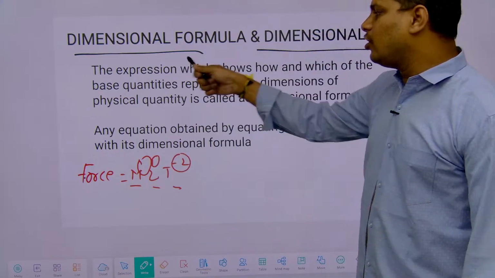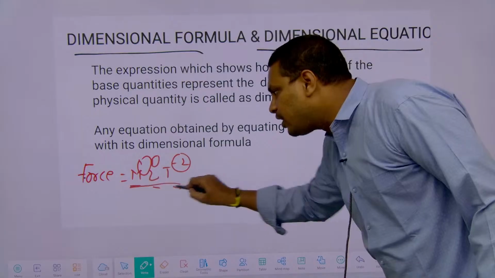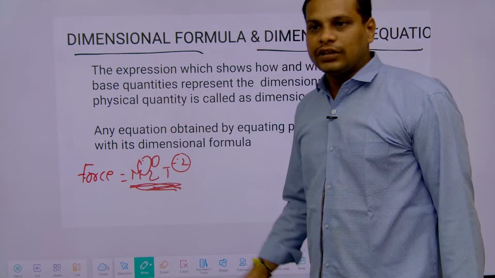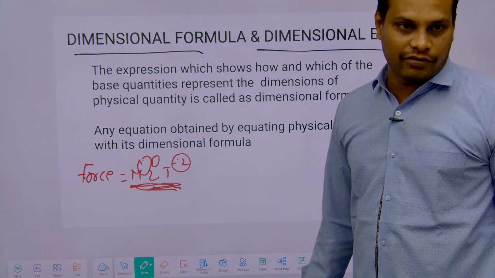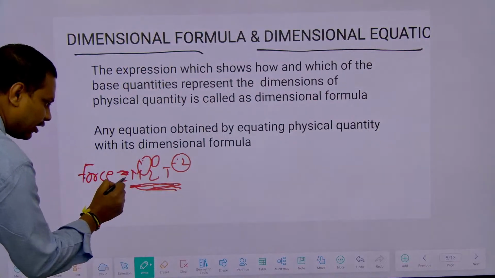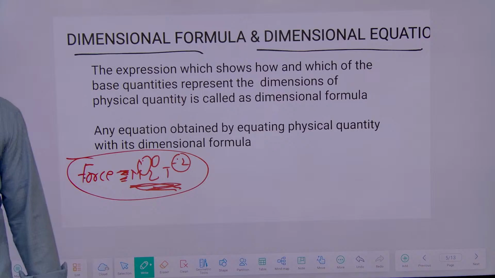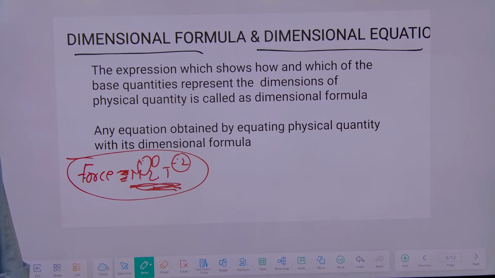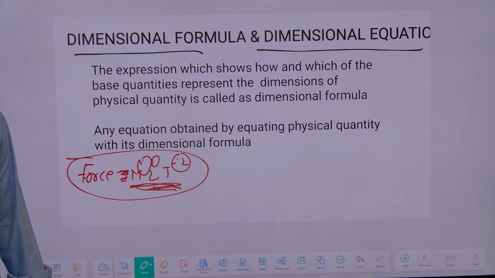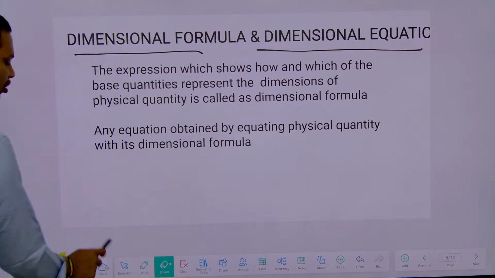Now please remember, in order to explain a physical quantity, which base quantities we used and what are the powers we used, that is called the dimensional formula. If you equate, that is called what? Dimensional equation. If you equate, that is called an equation. If you just represent, that is called a formula. Are you clear? Just write down this short statement.